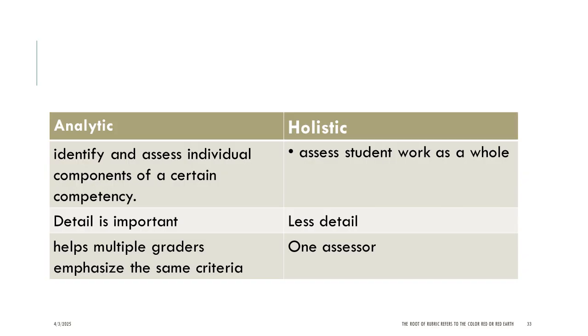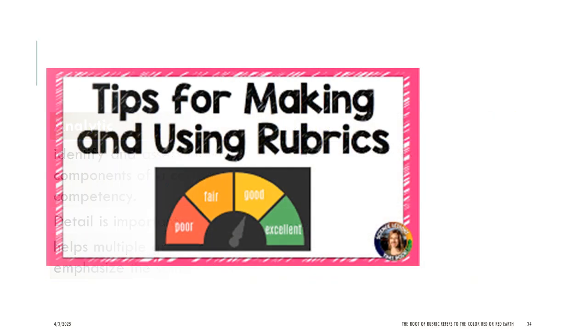evaluation is done with one assessor. It has less detail and it assesses student work as a whole. And most of us are doing the holistic evaluation right now. So we'll end this with tips for making and using rubrics.